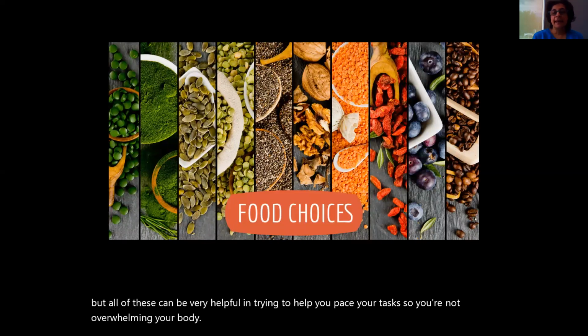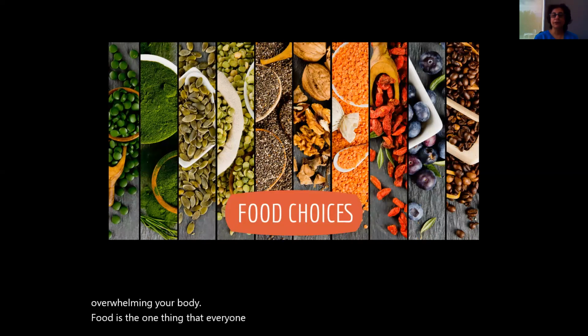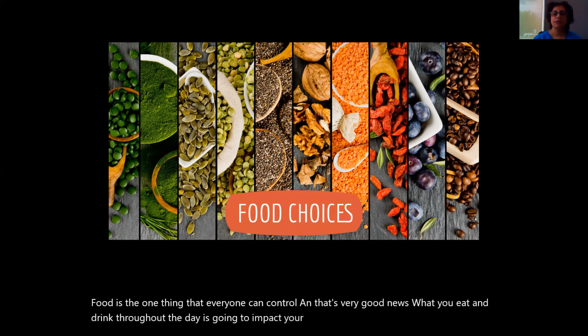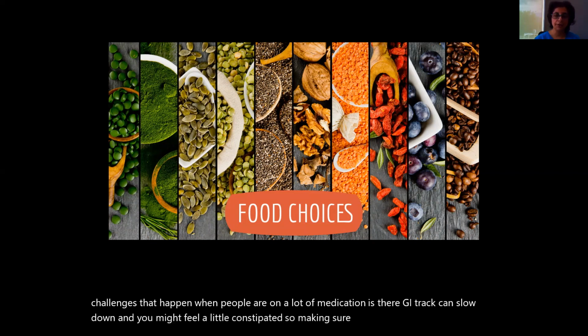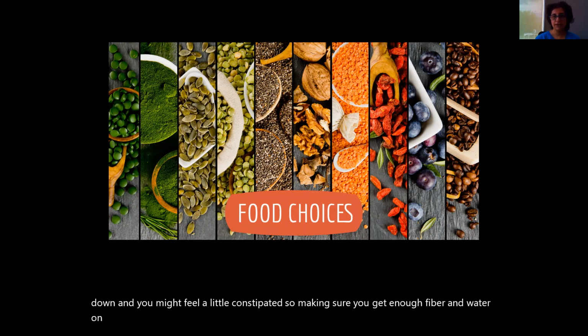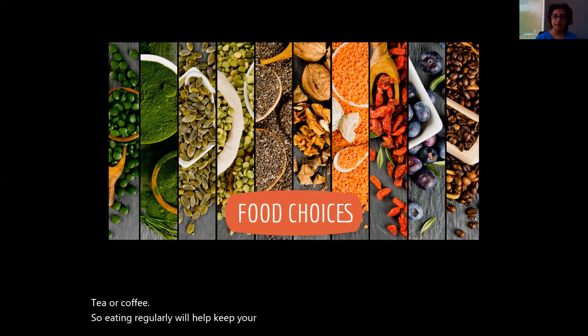Food is the one thing that everyone can control, and that's very good news. What you eat and drink throughout the day is going to impact your overall health and wellness. So one of the challenges that happen when people are on a lot of medication is their GI tract can slow down and you might feel a little constipated. So making sure you get enough fiber and water on a daily basis can help manage this. And of course, limiting your intake of any type of soda or tea or coffee. So eating regularly will help keep your energy levels up. So well-balanced meals throughout the whole day.